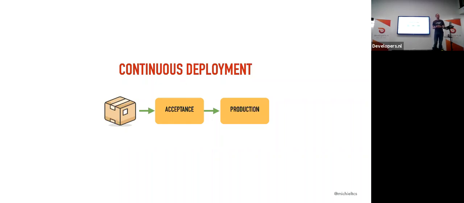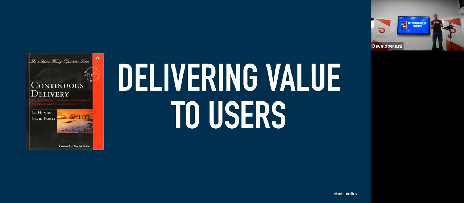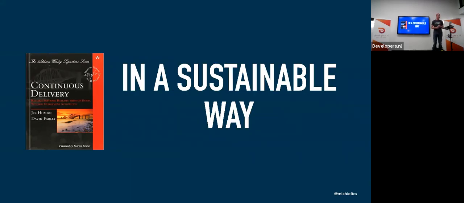Now, continuous deployment is sort of seen as the holy grail. The next level beyond continuous delivery is where we actually take that push button away between acceptance and production, and we've automated all those checks. And when those checks pass, then every valid commit will go to production. This is coming not just from me, but from people that are knowledgeable about this. For example, Jez Humble and Dave Farley wrote the book on continuous delivery. And continuous delivery ultimately is about delivering value to users quickly, safely, and most importantly, in a sustainable way.